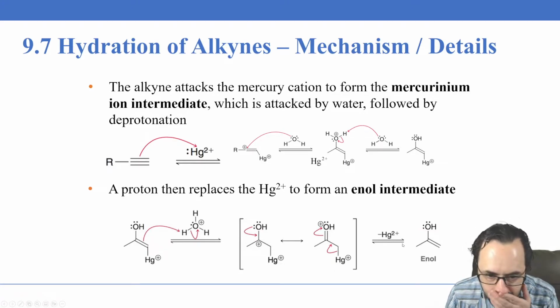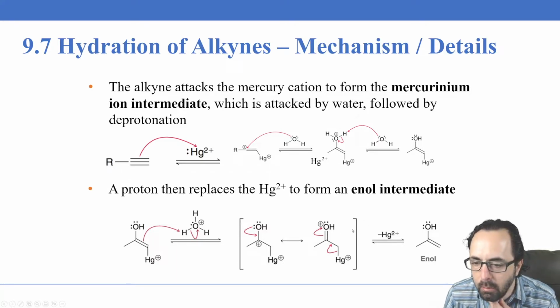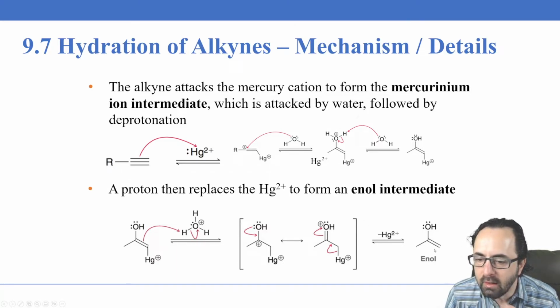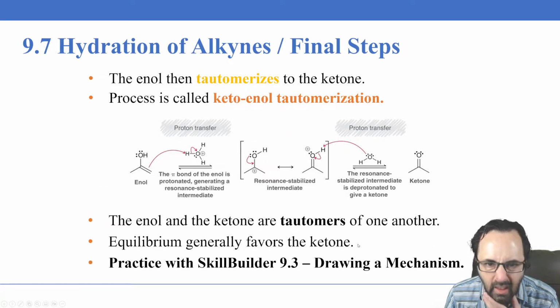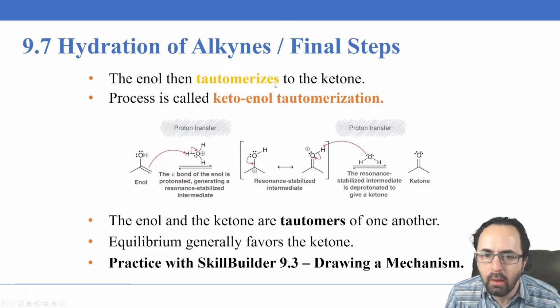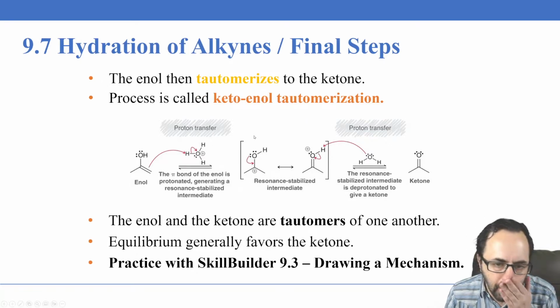Now notice that this is again happening in an acidic environment. And so what we're going to see is that in an acidic or basic environment, these enols are not particularly stable. They're going to undergo what's known as a tautomerization. The enol tautomerizes to a ketone. So tautomerization basically means that you have a movement of atoms within the molecule to produce a new functional group.